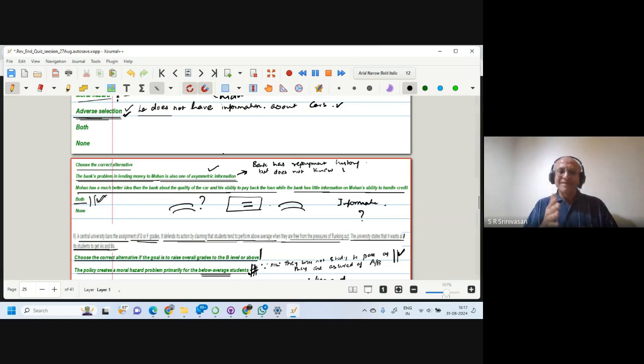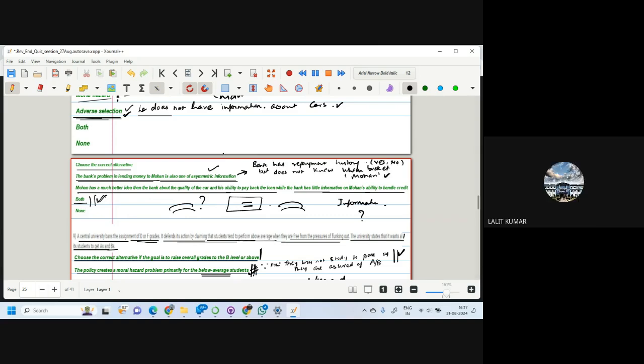You get the point? Suppose 90% pay back, 5% get into problems and are not able to pay back, so that means it is beyond their capacity, and 5% cheat. The bank doesn't know which category Mohan falls under. Mohan knows. Mohan has a much better idea than the bank about the quality of the car and his ability to pay back the loan. This is true. While the bank has little information on Mohan's ability to handle credit, this is also true. Both statements are true.